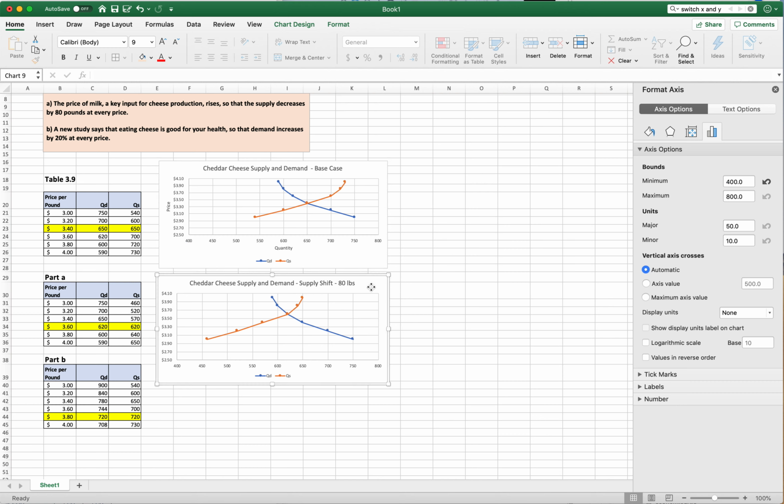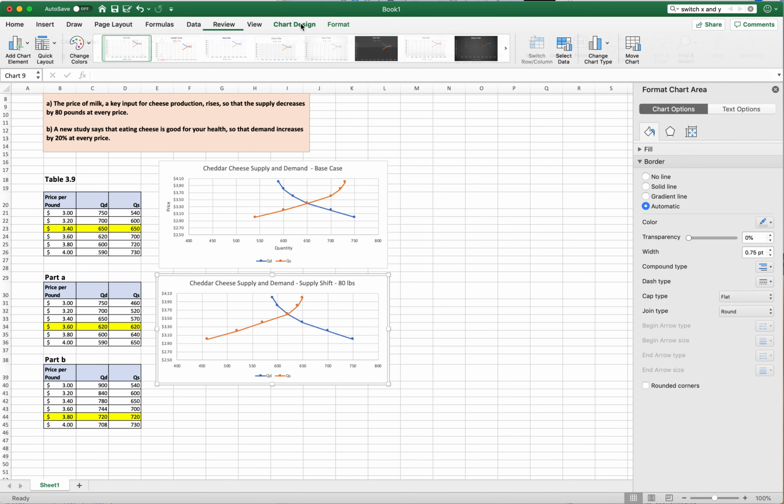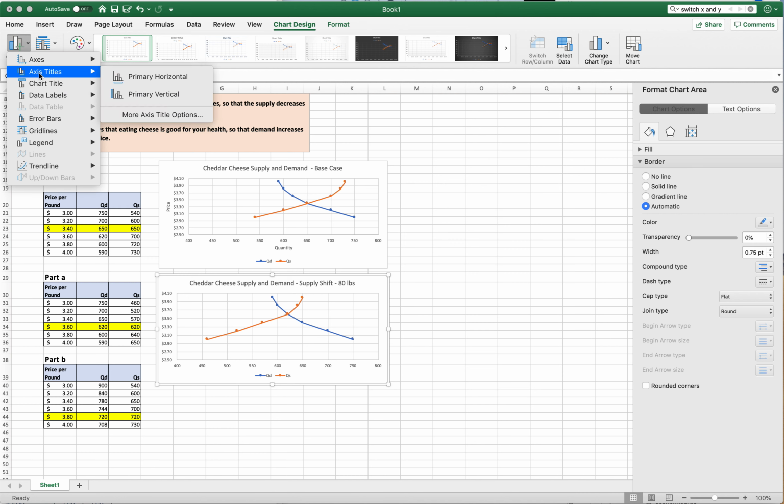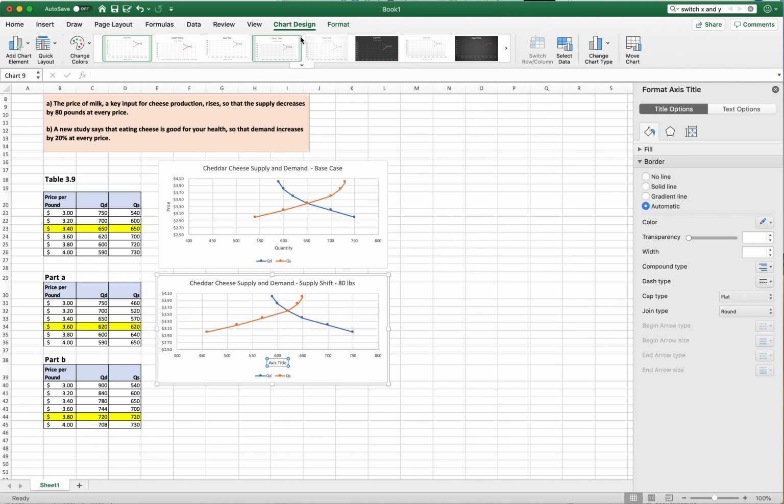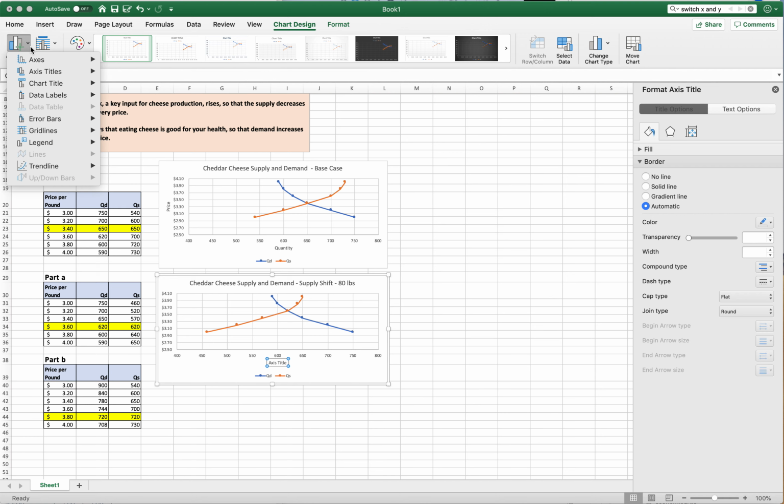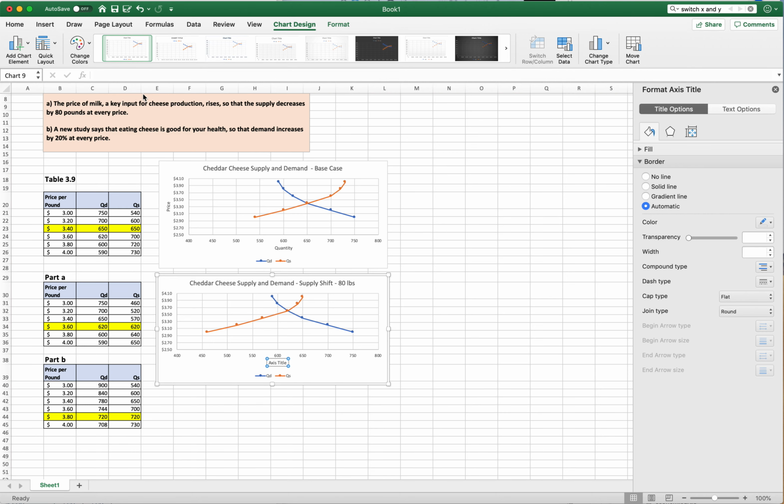So if I go to chart here, and I go to chart design, and I go to add element, and axis titles, primary horizontal, and add titles, primary vertical. Now it's starting to look the same, and you can see the shift in supply goes from here and it goes that way. Of course, you could probably graph it on the same graph, but that's not what was asked in this problem. So this is price, and this is quantity.